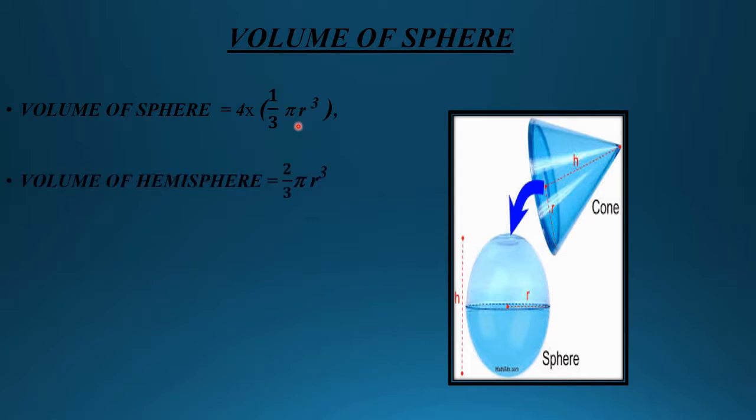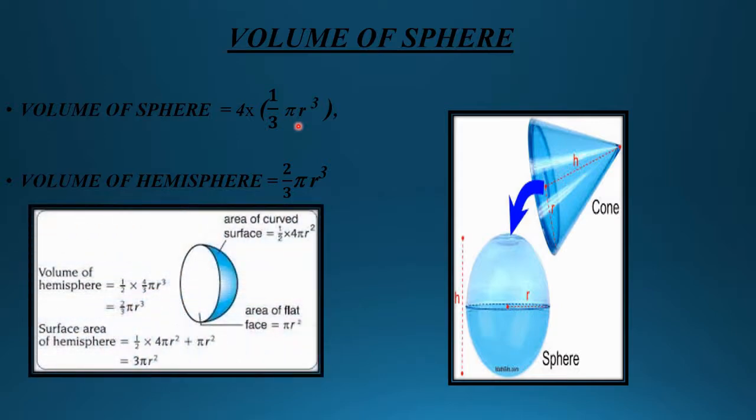Now, volume of hemisphere will be found out by dividing the volume of sphere by 2. So, volume of the hemisphere is 2 by 3 pi r cube. So, we have found out the area of the sphere, area of the hemisphere, volume of sphere and volume of hemisphere.